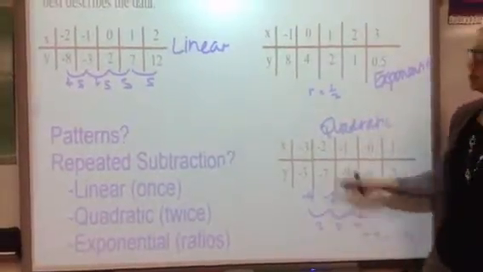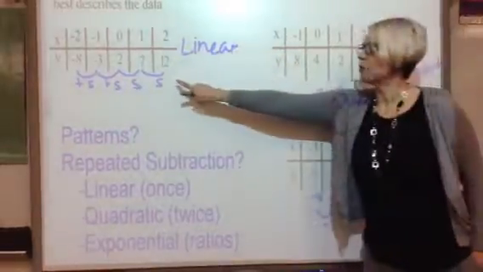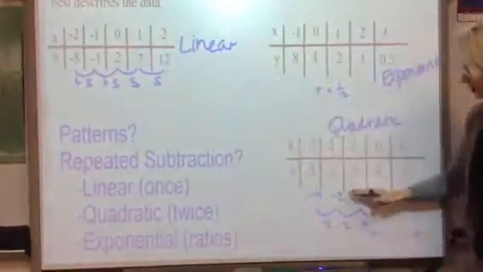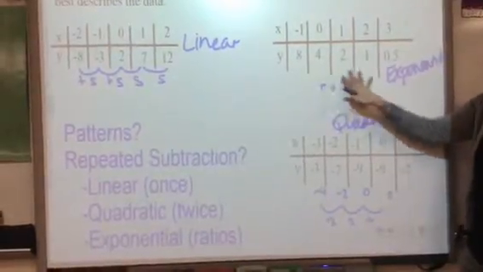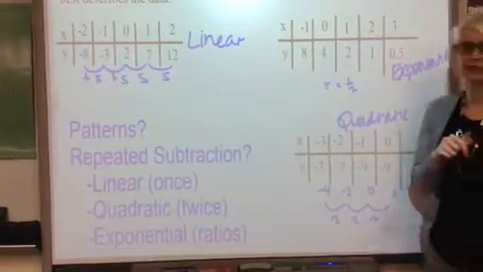So you've seen an example of all three. Subtracting once and getting a common difference is linear. Subtracting twice and getting a common difference is quadratic. And then a ratio instead of subtraction is exponential. So you try the example in your notes now.